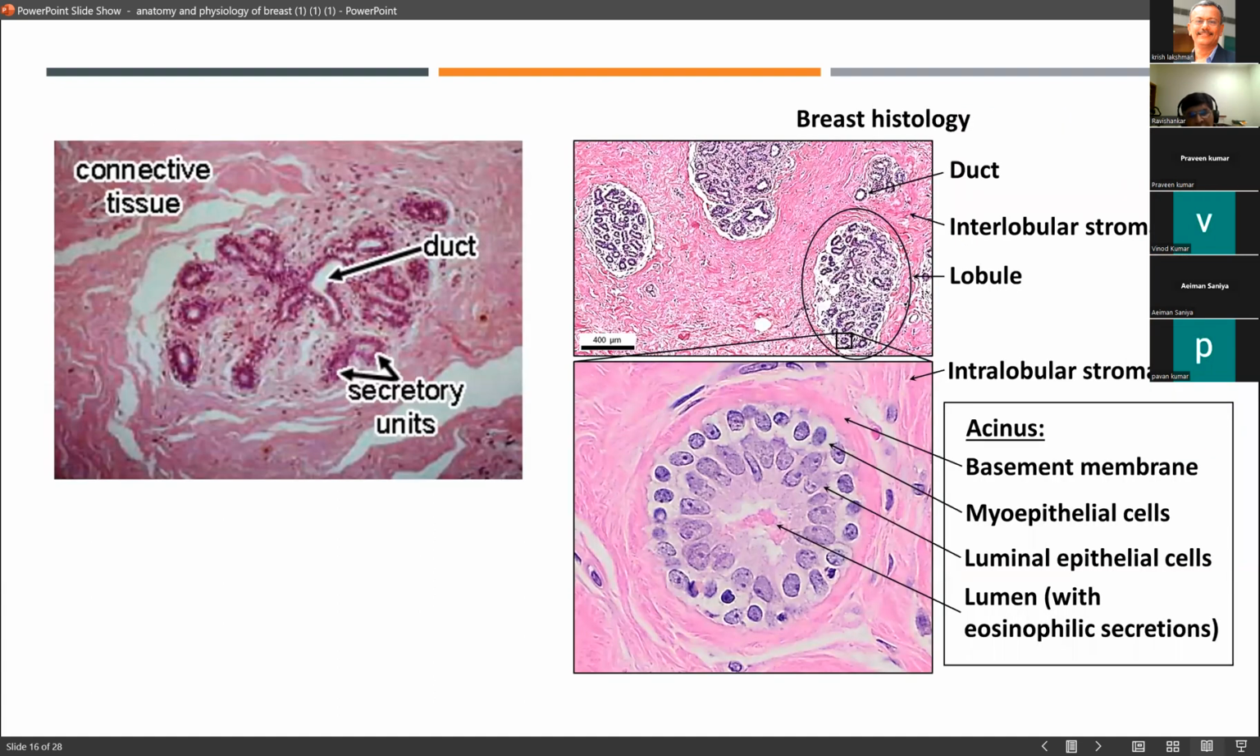Coming to the breast histology, here we can see the duct, and this is the lobule. In between the lobules, this is the interlobular stroma. From the lobe, when you see the cut section of acinus, it mainly consists of basement membrane, myoepithelial cells, luminal cells.